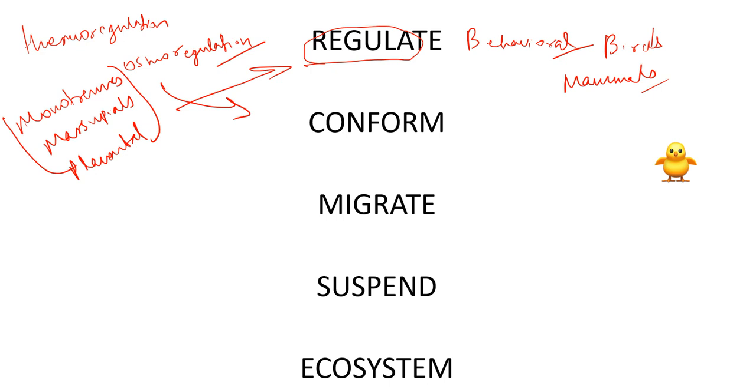Now before coming on to conform, friends, the process of maintaining the constancy of the internal environment in mammals is pretty similar to what is going on inside humans.